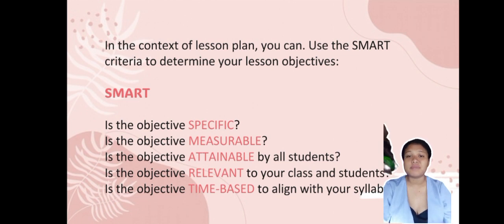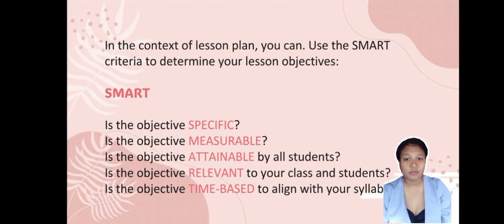So in the context of a lesson plan, you can use the SMART criteria to determine your lesson objectives. Under SMART, we have the acronym: is the objective specific? Is the objective measurable? Is the objective attainable by all students? Relevant to your class and students? And time-based to align with your syllabus.